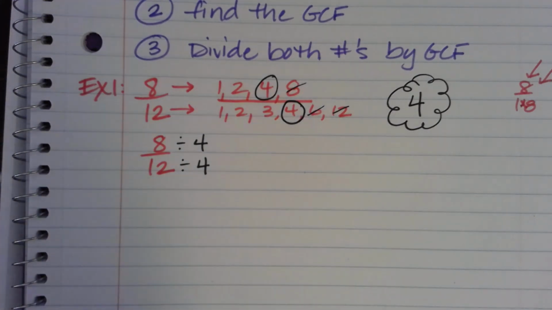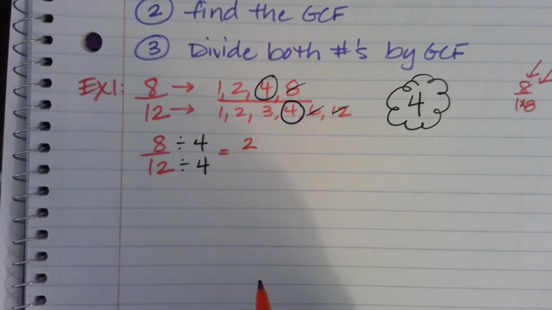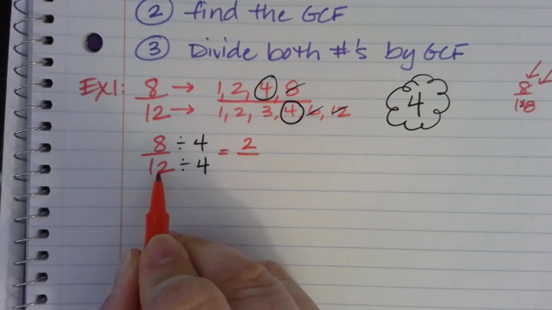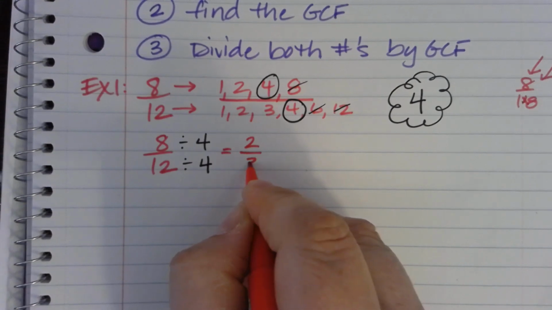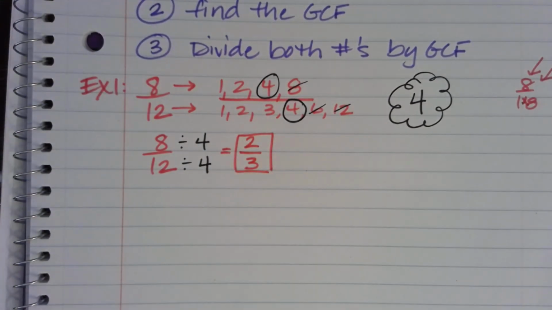All right? So let's go ahead and take a look here. I'm going to take 8 divided by 4, and that is 2. 12 divided by 4 is 3. Okay? So here is our reduced fraction. Now, here's what I want to look at real quick.